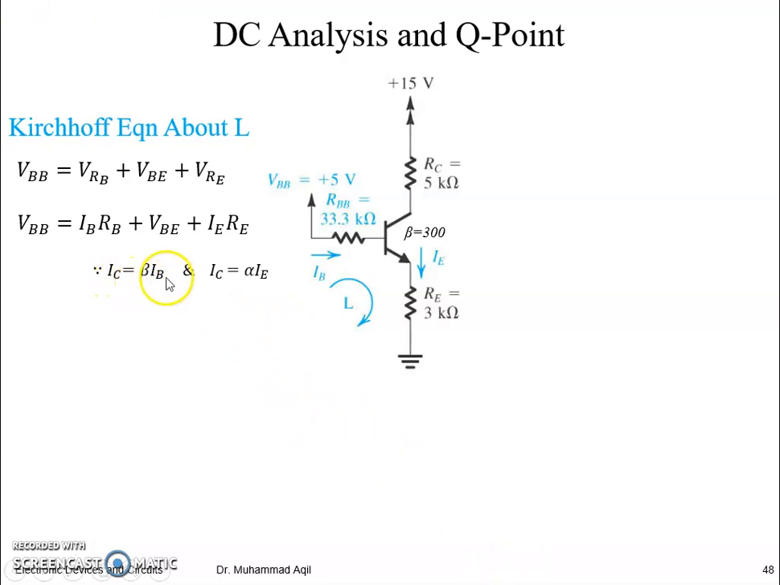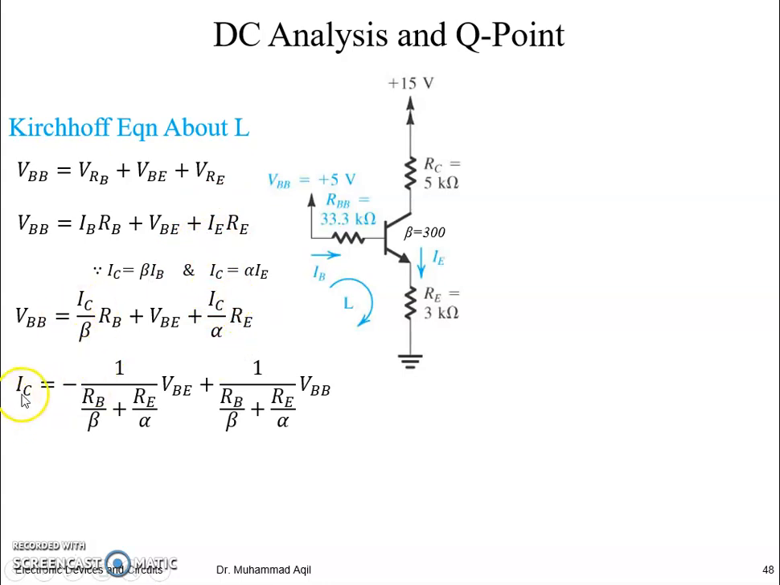So we already know that IC is equal to beta IB and IC is equal to alpha IE. If we know the beta, we can find the alpha parameter. So instead of writing IB, we can write IC by beta, and instead of writing IE, we can write IC by alpha. And we can rearrange this equation for IC on one side, and then VBE as a factor of the common multiples of IC, with the VBB. In this equation, we can find IC if we know the value of VBE, because other values we already know. For example, VBB is the Thevenin's voltage we already computed. RB, RE are given, beta is given, alpha we can find by using beta.